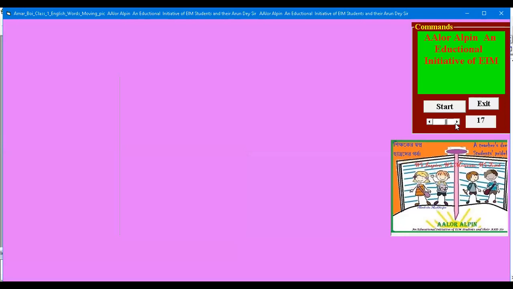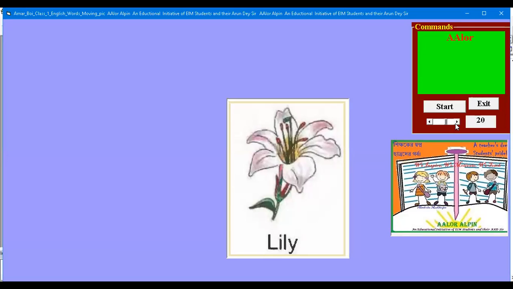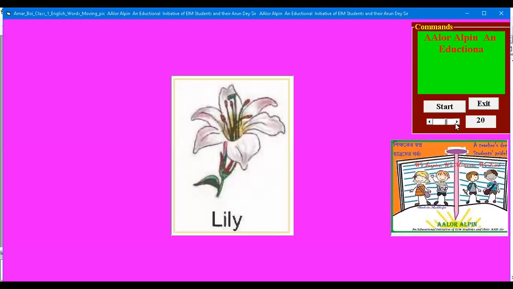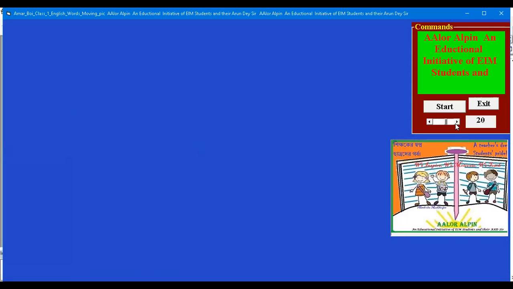Lily flower. This is white. This is a lily flower. It is white. Lily is white.